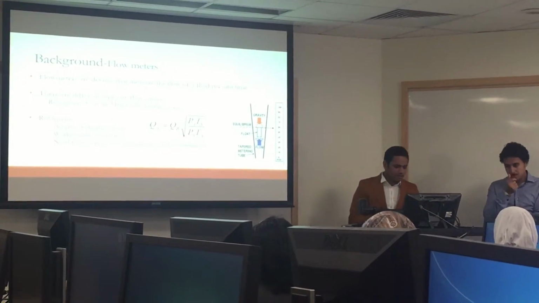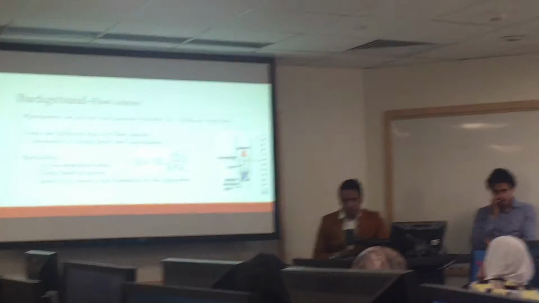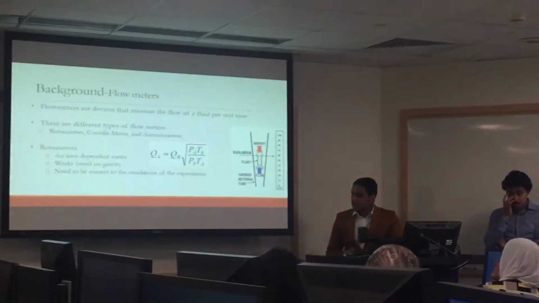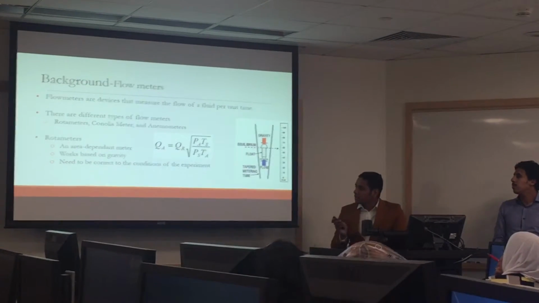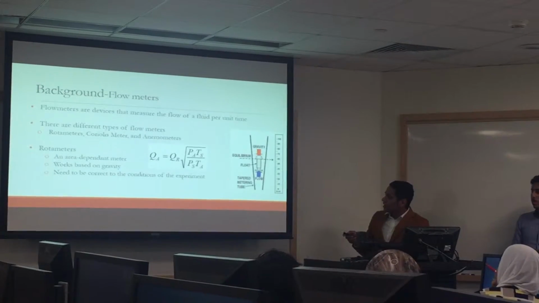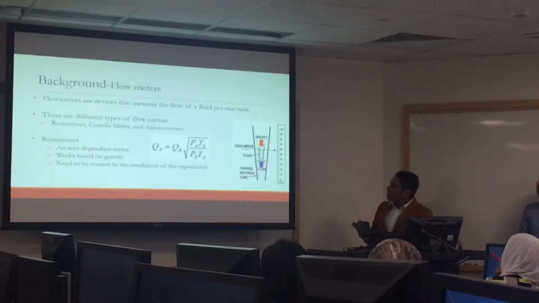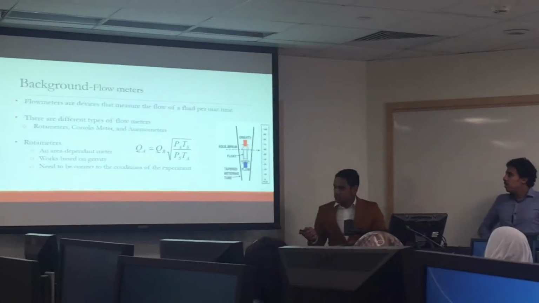So rotameters are area-dependent meters. What does this mean? It means that unlike other flow meters, which depend on the pressure drop, the rotameter depends on the change in area, as you can see here. The area of the flow meter is changing as we go upward. It also works based on gravity.